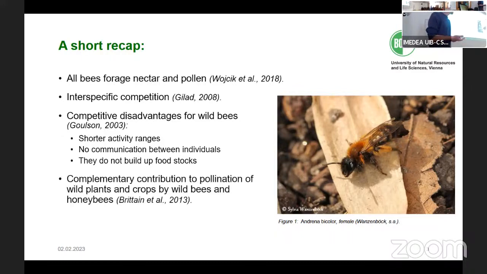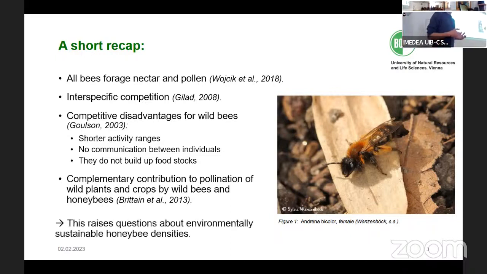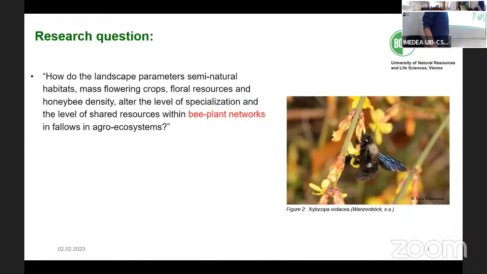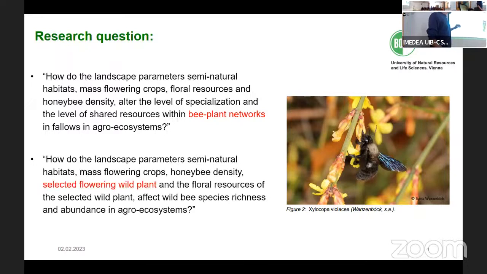But in the end, the contribution to pollination of wild plants and crops is complementary. So we need both wild bees and honeybees. And this dynamic raises questions about what environmentally sustainable honeybee densities are. With my thesis, I tried to address this dynamic through two research questions. One is how do various landscape parameters alter the level of specialization and the level of shared resources within the plant-pollinator networks in agroecosystems. The other is how do landscape parameters affect wild bee species richness and abundance in agroecosystems.